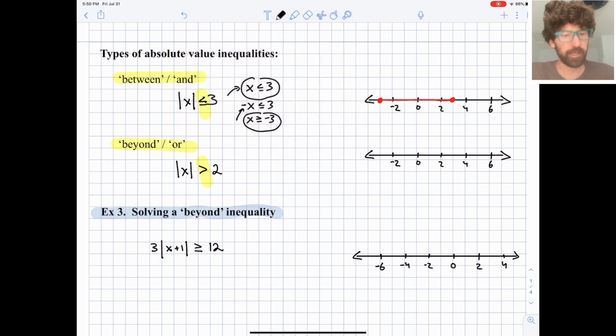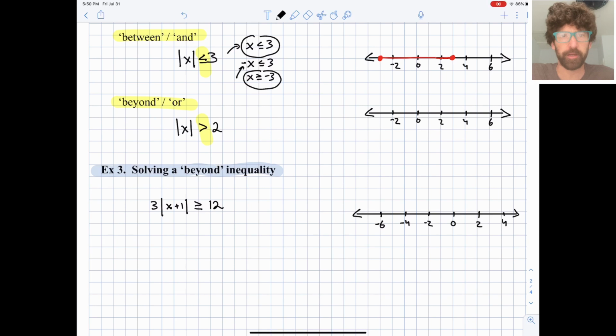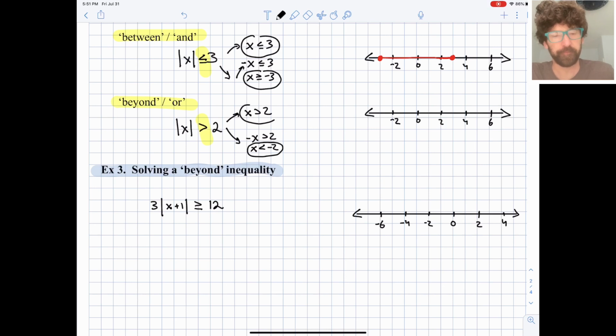Next one is what I call a beyond or an "or" inequality, when we have a greater than symbol. And let's follow our double pathway. X could have just been greater than 2 to begin with, or we could have had a negative x is greater than 2, which means x is less than negative 2. Again, flipping your inequality symbol. So we have something like this. X could be any number larger than 2 or any number smaller than negative 2. So hopefully you can see why that's a beyond inequality. It's outside of our two endpoints.